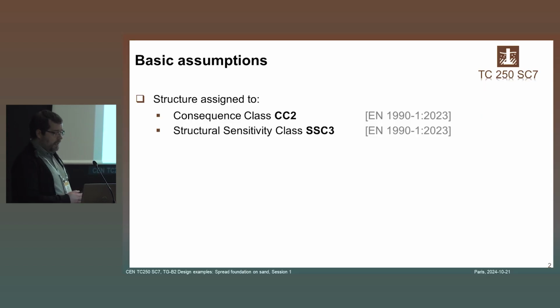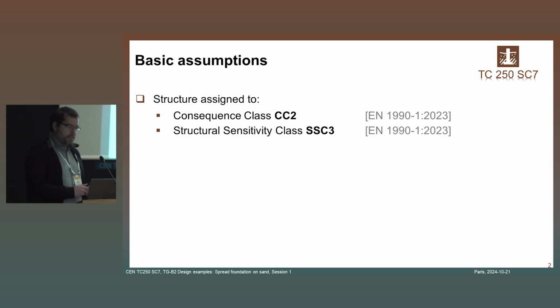So in this specific case, the basic assumption is that the structure is assigned to consequence class CC2. So that's one thing: we have to use consequence classes more often in the second generation. There is a new concept in Eurocode EN 1990 called structural sensitivity class. We haven't spoken about that. It's basically not for us to deal with, it's for structural designers. But in this case it was SSC3, and this is related to the limits of deformations, and it's relevant for the check of the settlement later.